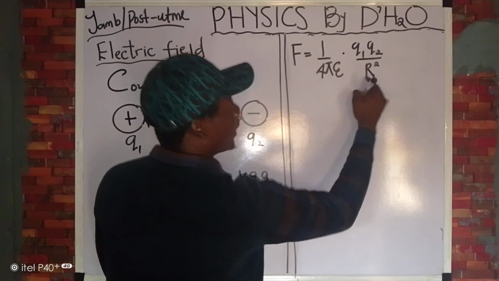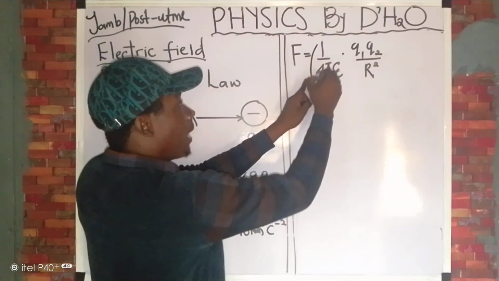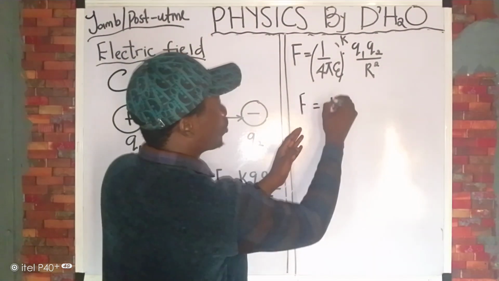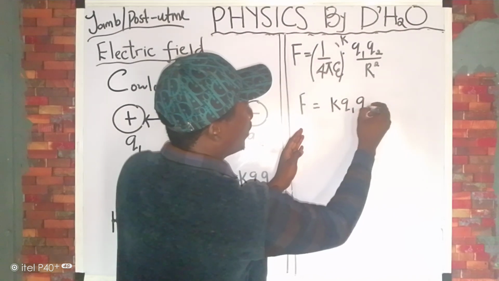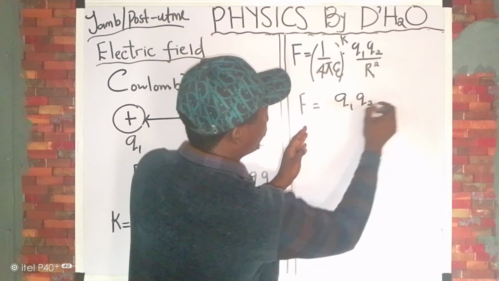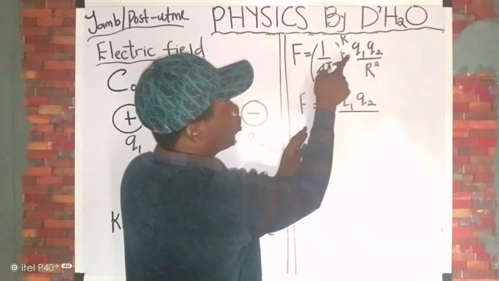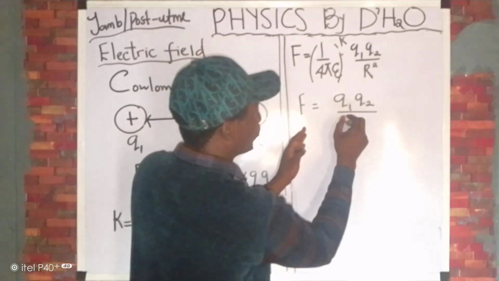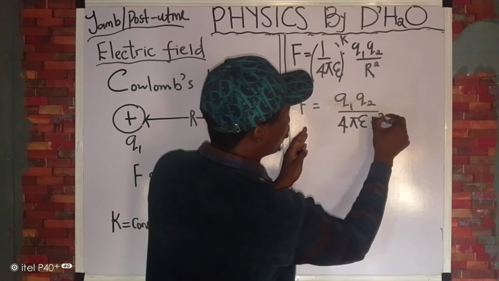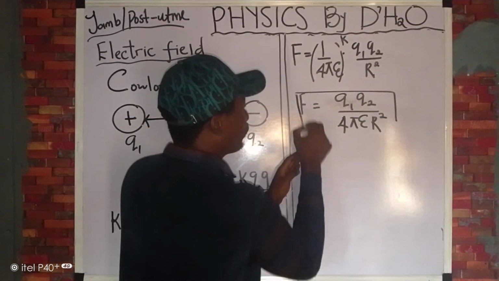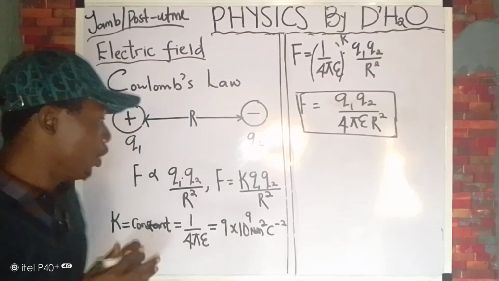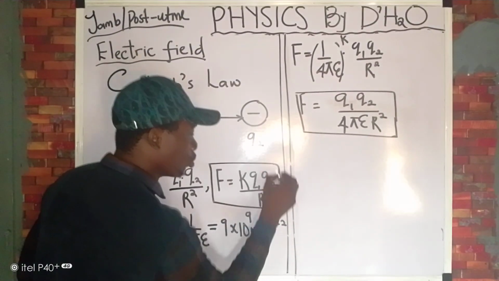So if I combine them together, seeing that this one here represents my K, we have F equals to Q1, Q2 over, that means if I use 1 to multiply this, I have the same thing. This multiplied gives me 4 pi permittivity rho square. So we either take this as our force of attraction, or the force of repulsion, or we'll take it this way. But take note of this.